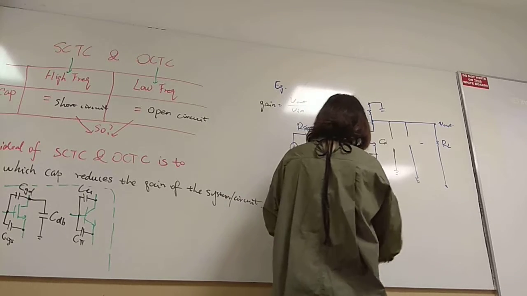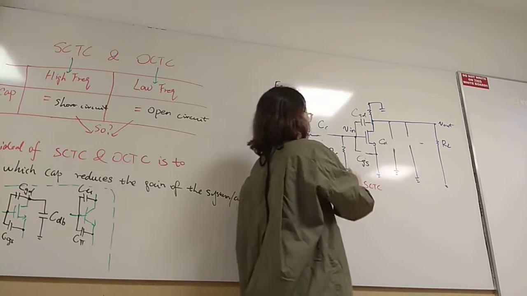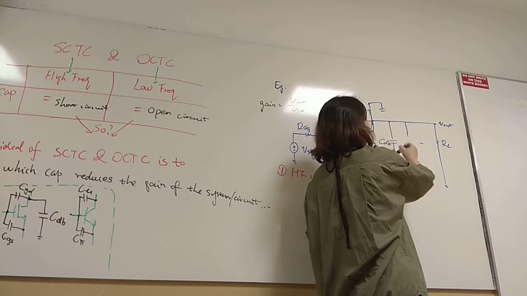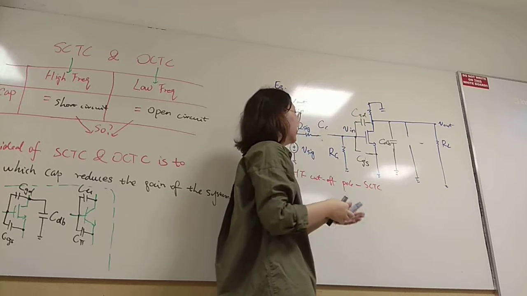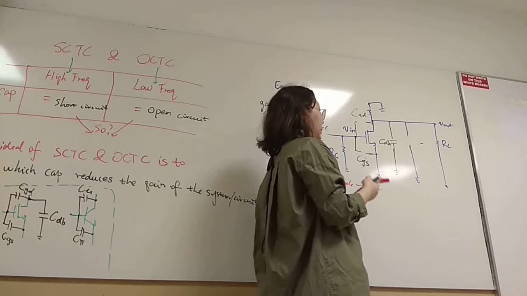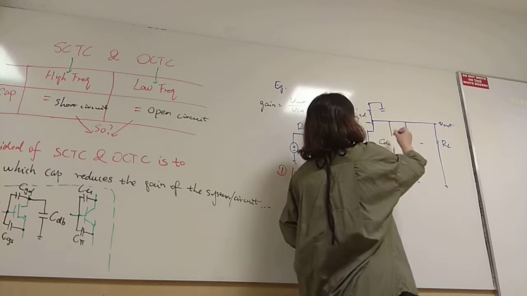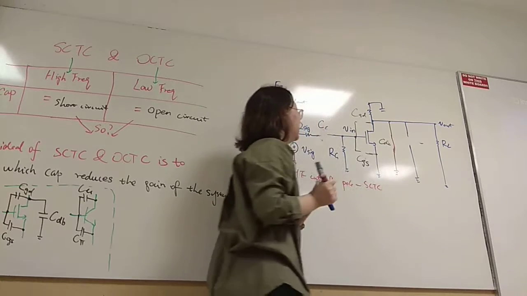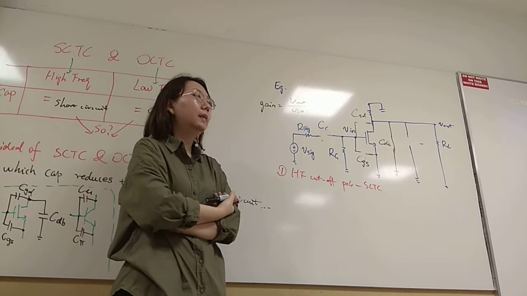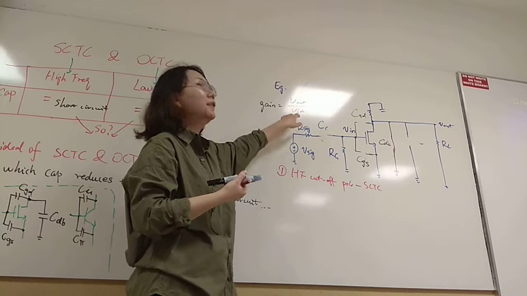Then you do all the same analysis again. You put back, okay? So maybe now you want to do the CDB. Then you open the rest. And CDB you just short it here. So what happened to the gain? The gain is not a factor. Are you sure? What happened to my V out over V in now?